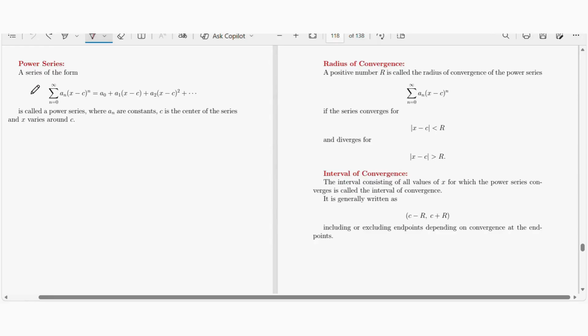Power series, a series of the form summation n is 0 to infinity an x minus c raised to n. Now put n equal to 0, so a0 x minus c raised to 0, we get a0, plus put n equal to 1, so a1 x minus c raised to 1, plus put n equal to 2, a2 x minus c raised to square, and so on. Okay, so this is the general form of power series, where an are constant, c is the center of the series, and x varies around c.